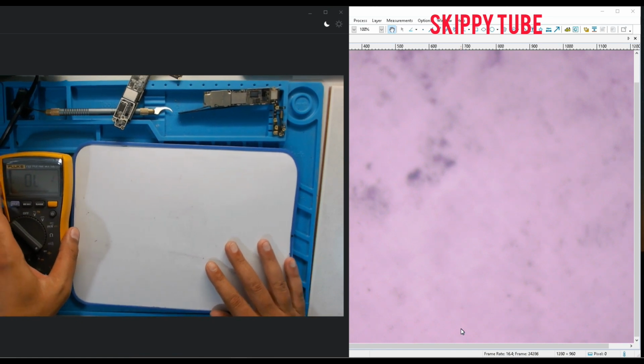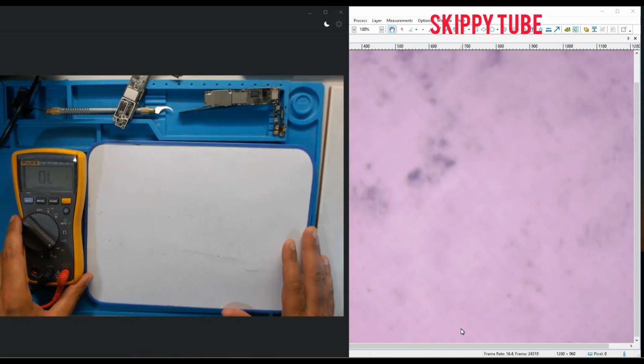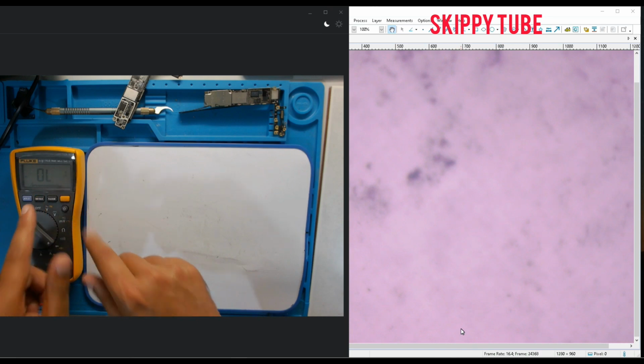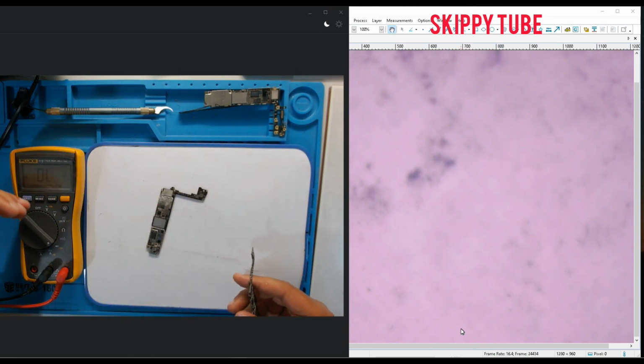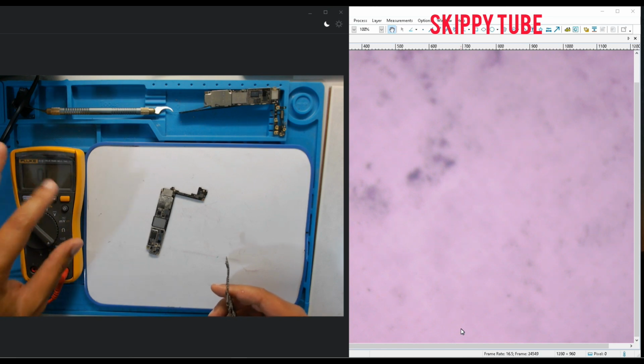This multimeter I brought, you can see in the video. Okay, this is the OL, and in the next video I will tell you about this OL. Someone says open loop, or someone says overload. That's the difference.